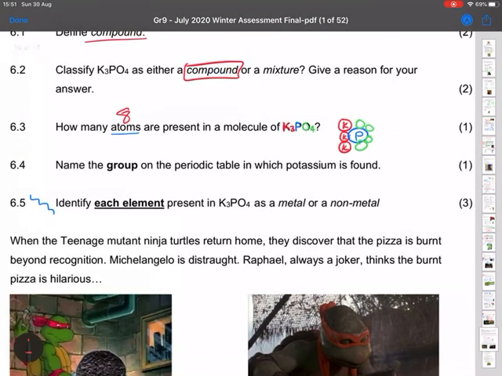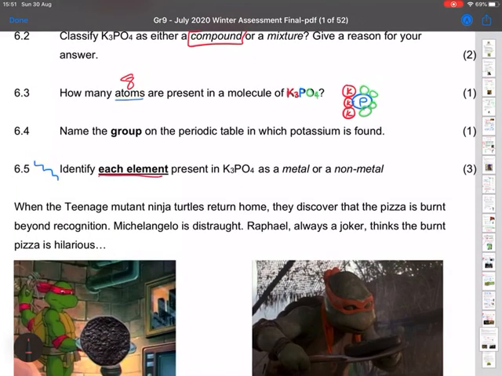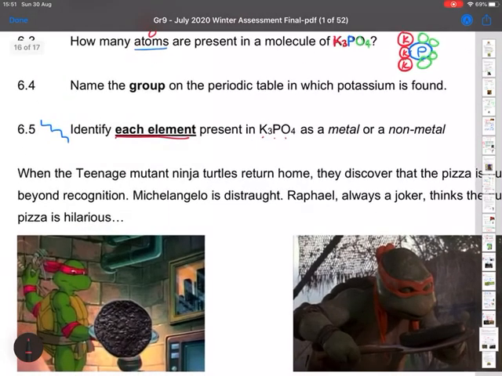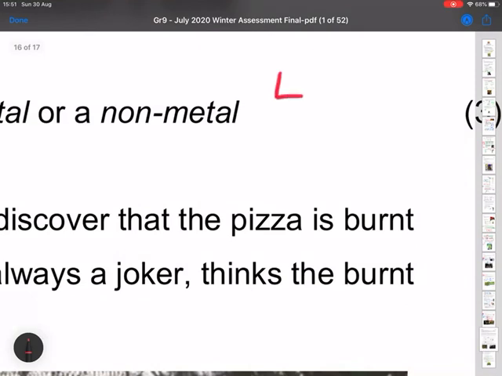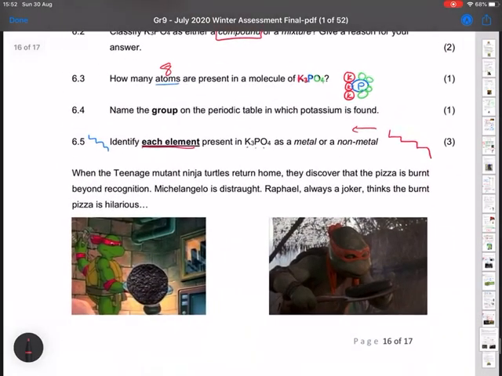Name the group in which you find potassium. Yeah, it's group 1, the alkali metals. Identify each element, so the potassium, the phosphorus, and the oxygen, in tripotassium phosphate as either a metal or a non-metal. Potassium is a metal, especially if it's found in the alkali metals, because it's to the left of the step line on the periodic table. So group 1 is obviously far to the left on the periodic table, so potassium is a metal. Phosphorus and oxygen, non-metal.